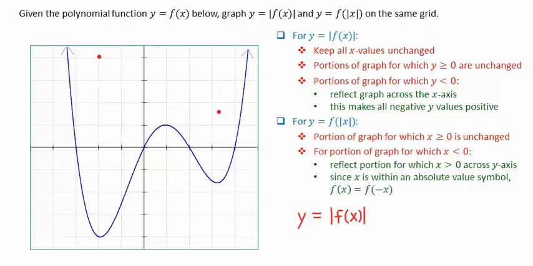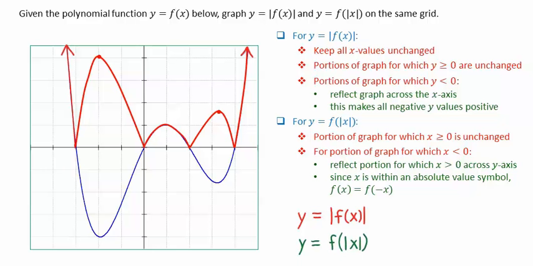Note that the portions of the graph that are already above the x-axis remain unchanged. Those portions below the x-axis get reflected through the x-axis and become positive y values. We then get the graph here that's given in red.